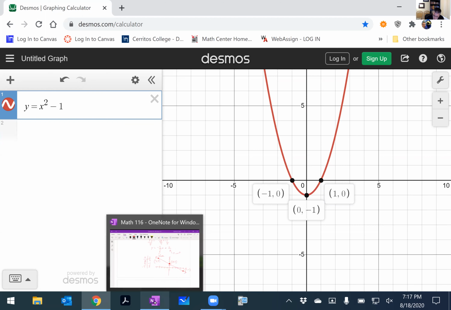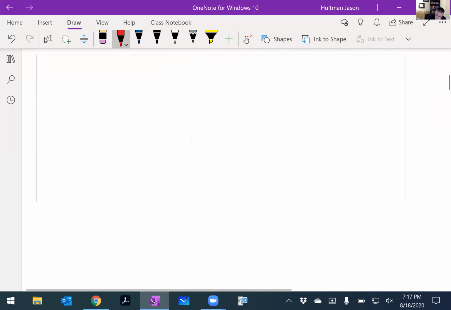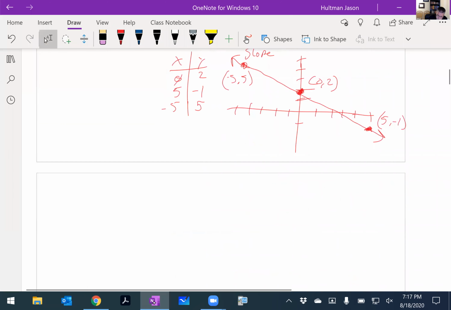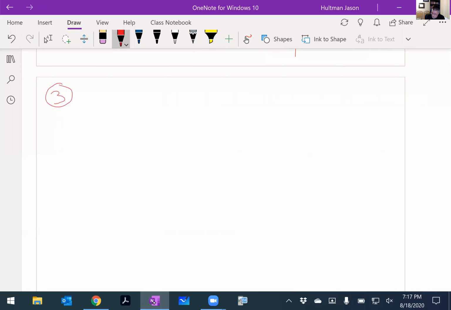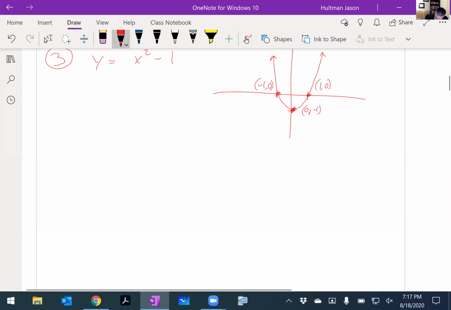So let's translate that onto our notes. This one was number 2, so I'm going to go number 3 in this case. Number 3 was y equals x squared minus 1. And we saw from the graph that it was a parabola that hit through those 3 points. It was at 0, -1. It was at 1, 0, and -1, 0. Enough said about that one.